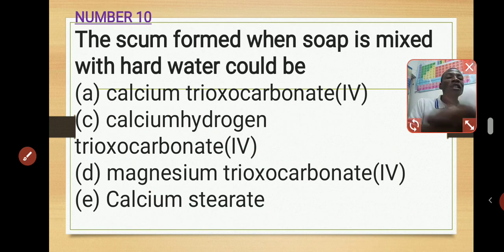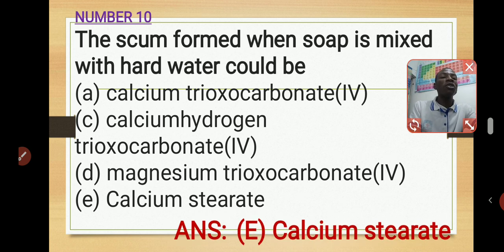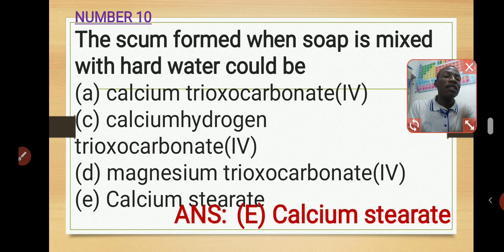Number 10. The scum formed when soap is mixed with hard water could be what? And the answer will be option E. Calcium stearate is that scum that is formed. That's calcium octadecanoate.